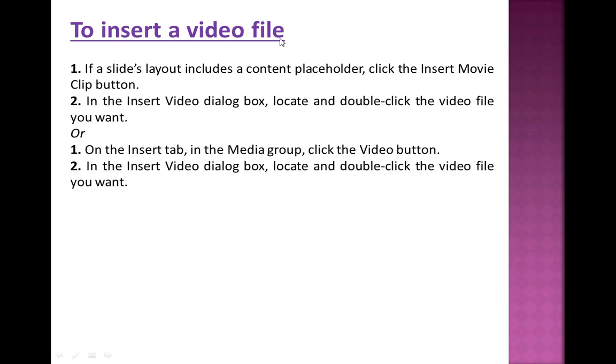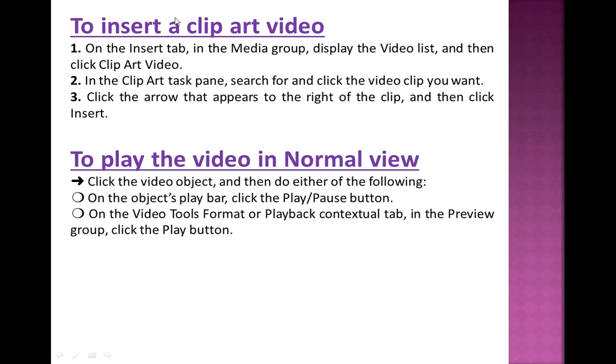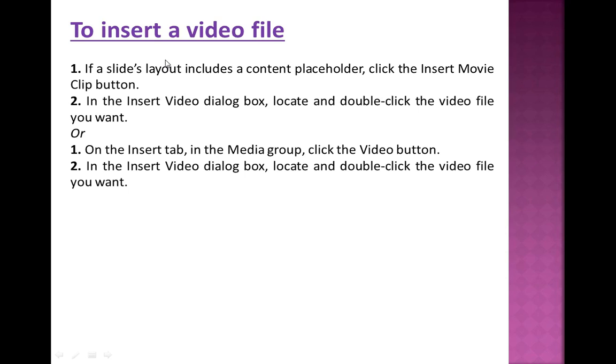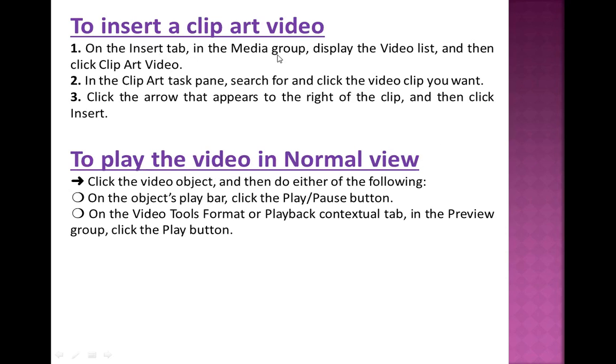Then, how to insert a video? If a slide layout indicates a content placeholder, click the Insert Media Clip button. Or you can go to the Insert tab, click on the Media group, click on the Video button. In the Insert Video dialog box, locate and double-click the video file that you want. How to insert a Clip Art video? Again, go to the Insert tab, go to the Media group, display the Video list, and then click Clip Art Video.